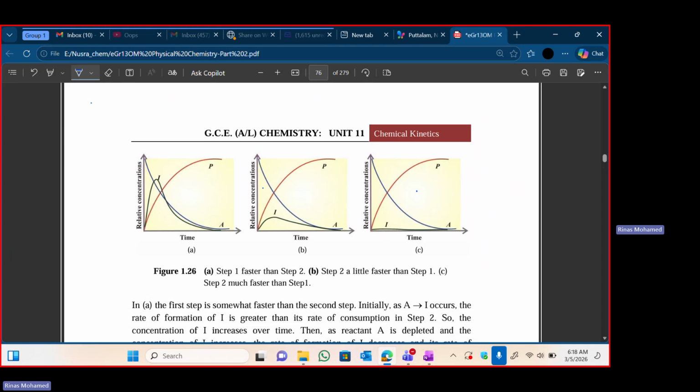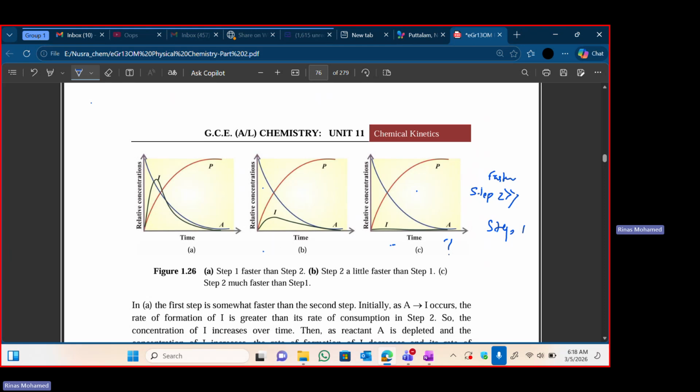This means step 2 is very much faster than step 1. So only a little bit of intermediate is produced, a minute amount, and that will be consumed up. But practically we also cannot detect this one because the amount of intermediate produced is so very low.